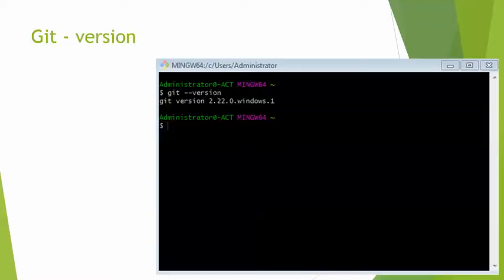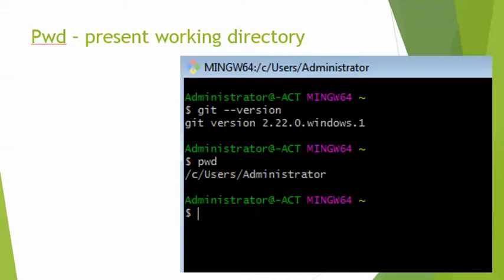So the first one is the Git version. Once I have installed it, I check the version of Git by running the command git --version, which shows me 2.22.0. That is the version I'm using. And it's always important to know your current working directory. So the current working directory is given by the pwd command, which is path to working directory.